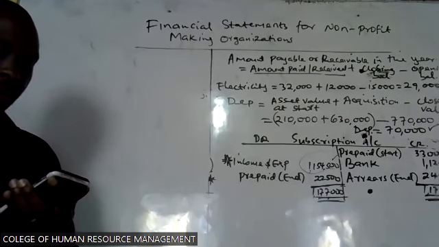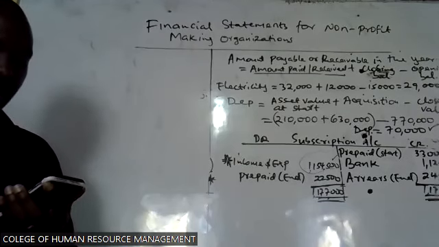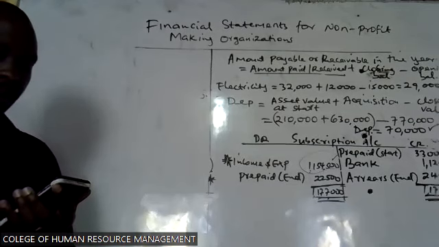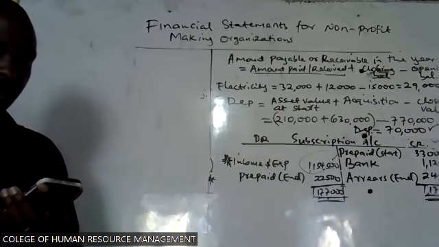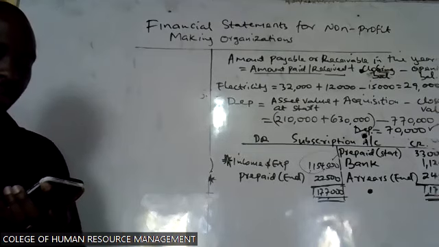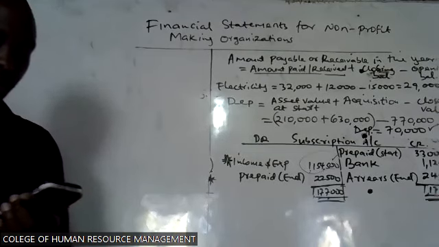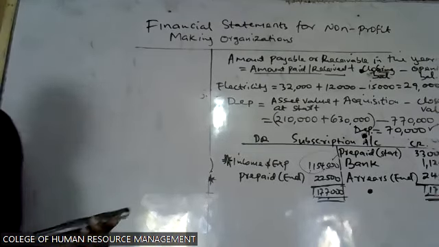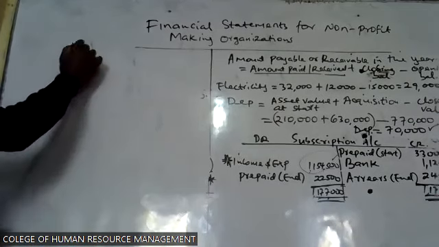Then we have the balances at the start and the balances at the end, 1st January to 31st December 2017. Now you are told for the year ended 31st December 2017, you prepare one, the subscription account. This is how it is going to be.